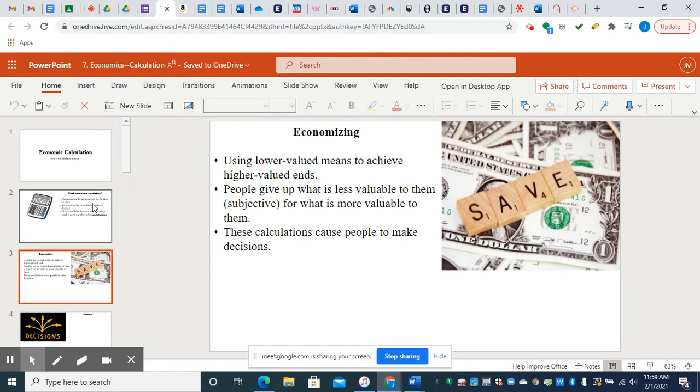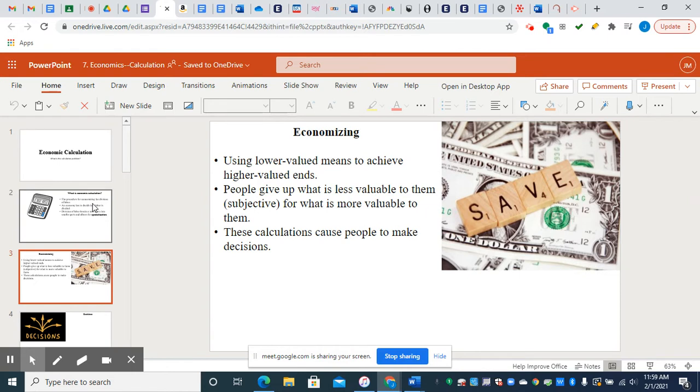Now, those means and that end are subjective. The value is subjective in those things. So some people may not agree with you on your preferences, but that's kind of the point here, that different people are going to prefer different things, at different prices, and have different wants.